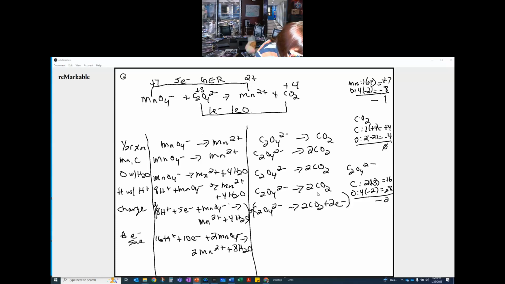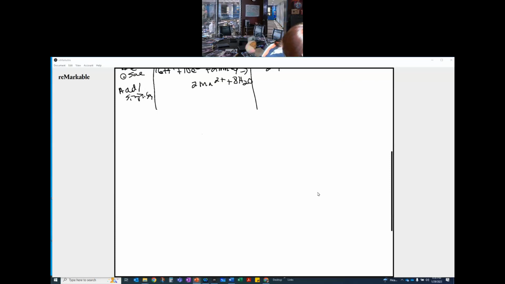We have to do the same thing down here. So I have 5C2O4 2 minus going to 10CO2 plus 10 electrons. 10 electrons in both of them. That's awesome, because now I need to add and simplify. Let me give myself a little bit of space. So I'm going to add.